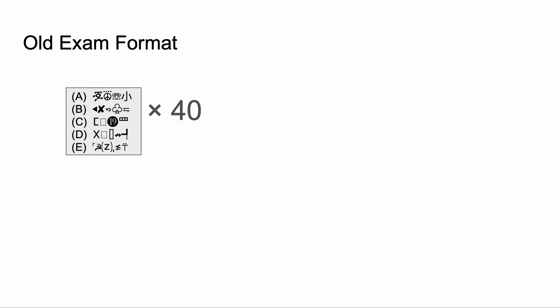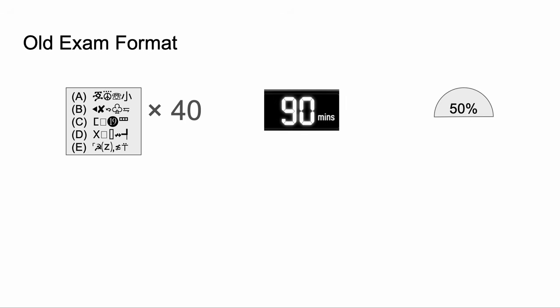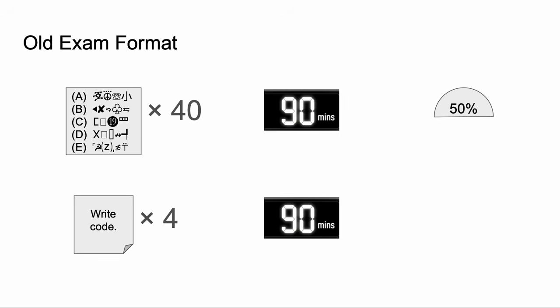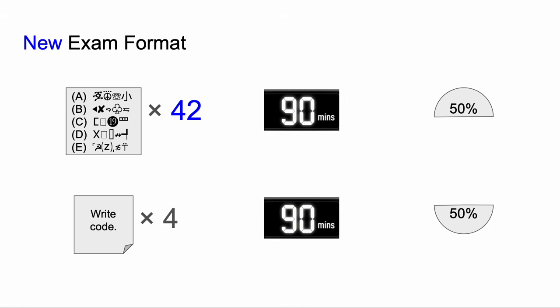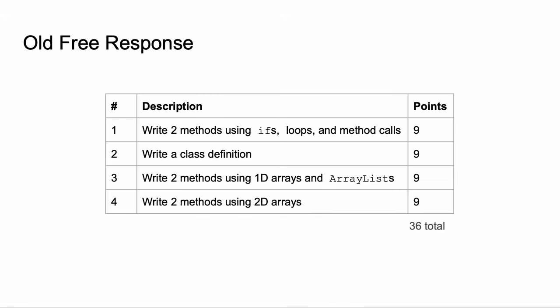The old exam featured 40 multiple choice questions with 5 choices each, completed in 90 minutes for 50% of the exam score, and also 4 free response questions completed in 90 minutes for the other 50% of the exam score. The new exam format features 42 multiple choice questions, now with only 4 choices each, completed in 90 minutes, for 55% of the exam score. The free response questions are completed for the other 45% of the score.